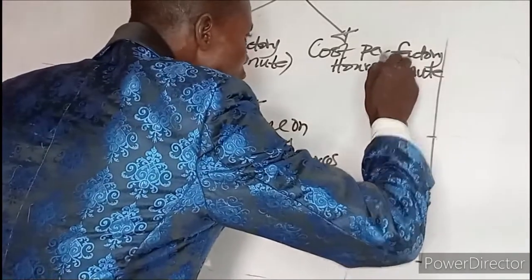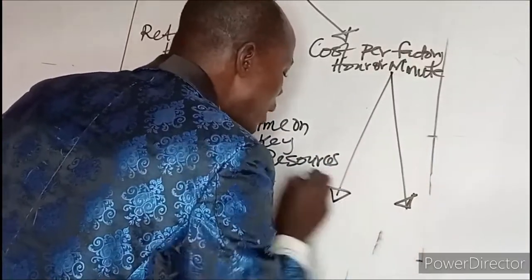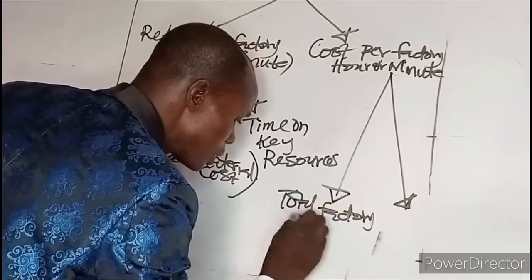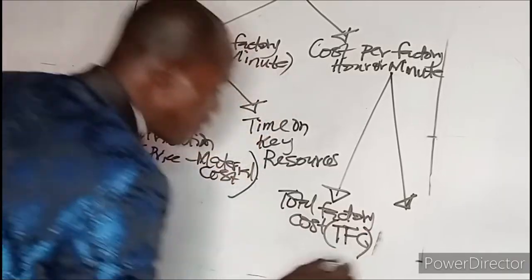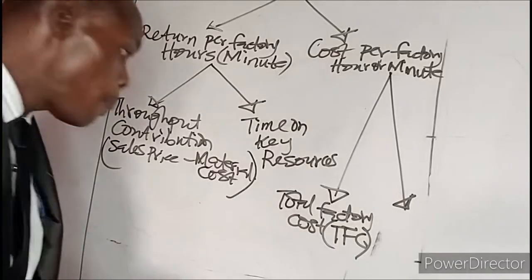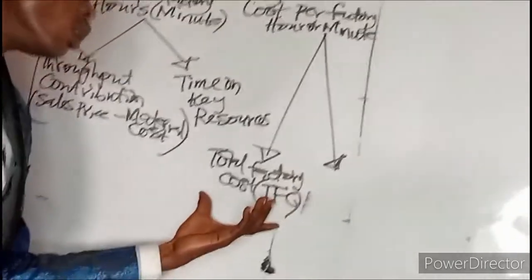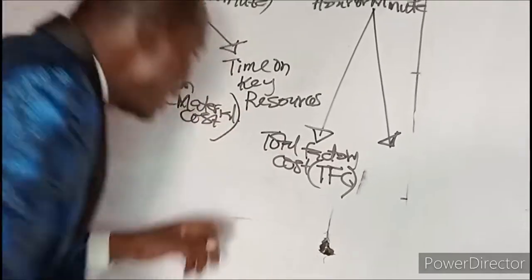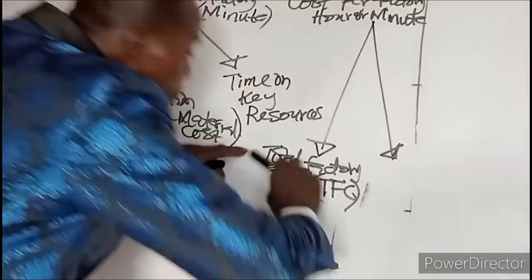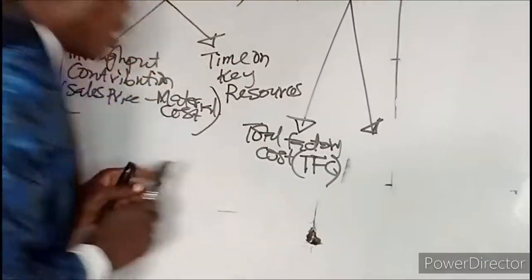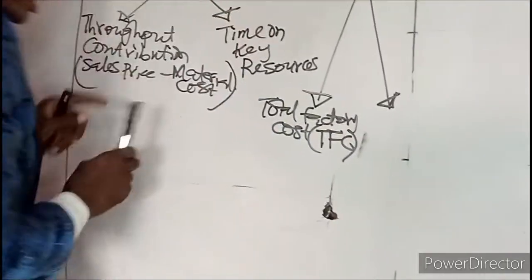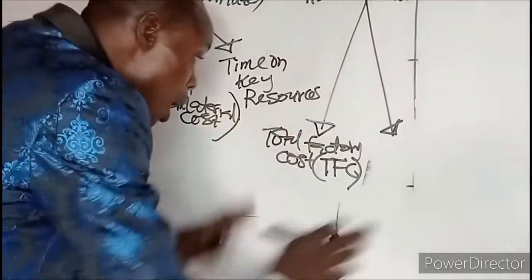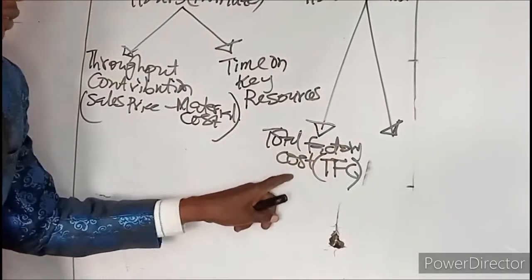And to also compute cost per factory hours, you equally need two variables. Total factory cost, TFC. I want you to know that in throughput accounting, all cost is assumed to be fixed in short run, except material cost. Meaning that only material cost is variable. Aside the material cost, all other costs are fixed in the short run. So you add up all the fixed costs, that is every other cost you have in question, except the material cost. That will give you the total factory cost.